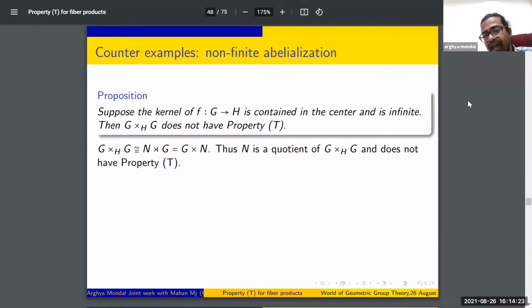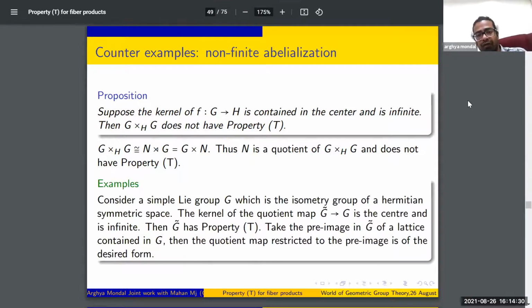That means that it does not have property T, and therefore the fiber product itself does not have property T. And there are examples of such homomorphisms also. Again, I don't want to go into the details.